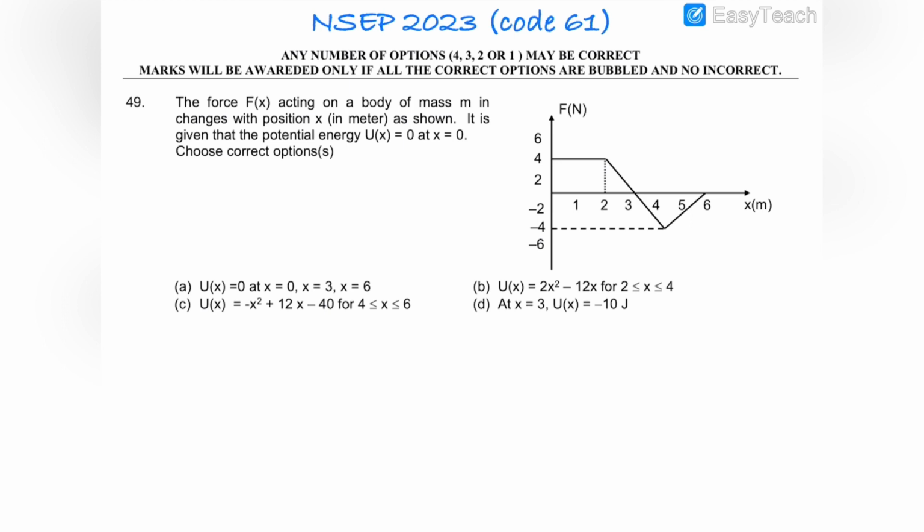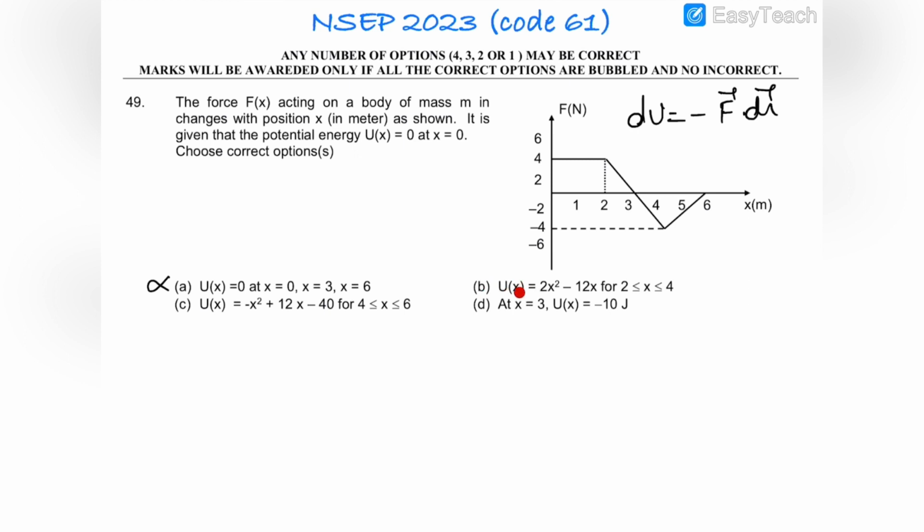In this question, it is a graph between the force and the displacement of a particle which is moving on the x-axis. The mass of the particle is m, and it is given that the potential energy is 0 at x equal to 0. We know that dU is equal to minus F dot dr, which means that the area of the F-x graph represents the negative change of potential energy. And it is given in the question that potential energy is initially 0 at x equal to 0. So we can say that it would again be 0 at that position at which the net area of the graph becomes 0. Hence at x equal to 3, the area of the graph is obviously not 0, and therefore option number 1, which says that potential energy will be 0 again at 3 and 6, is wrong.